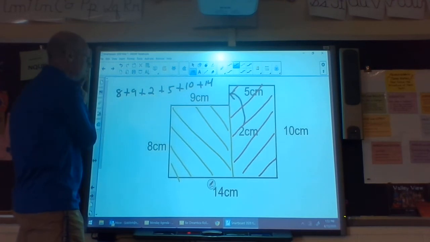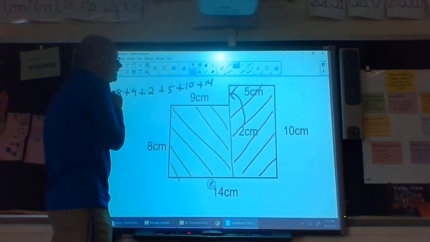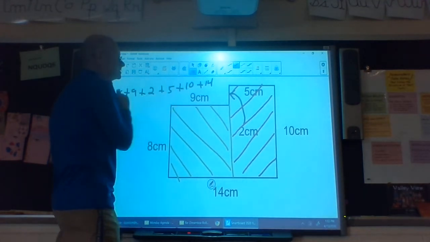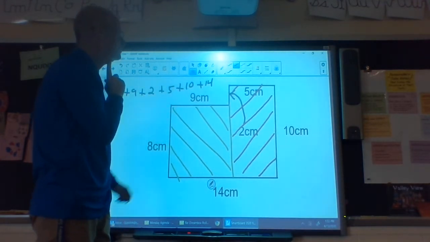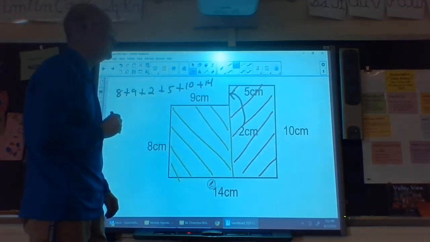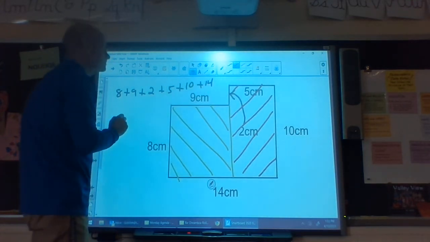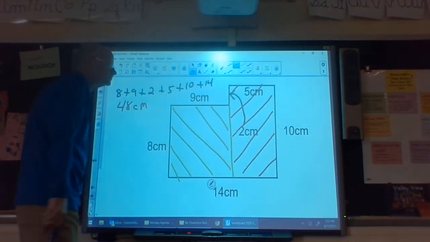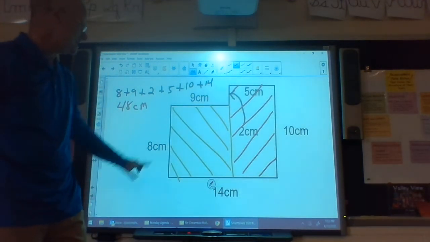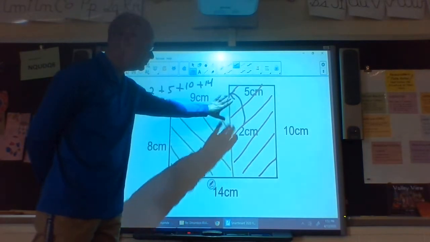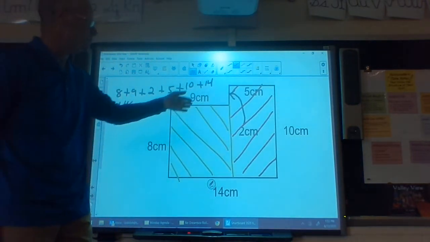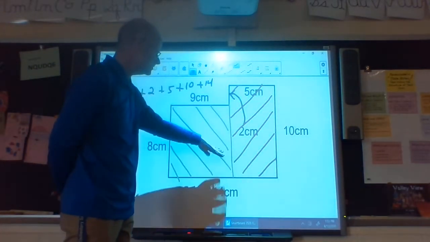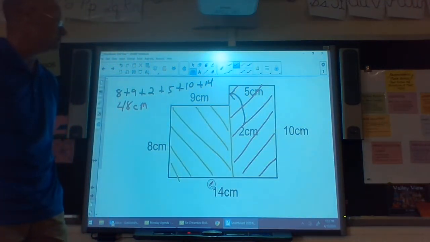8 plus 9 is 17, plus 2 is 19, plus 5 is 24, plus 10 is 34, plus 14 is 48 centimeters for perimeter. Now, I like to do this. I cut my L into 2 rectangles, and I like to do mine kind of color-coded. It makes things easier for me.